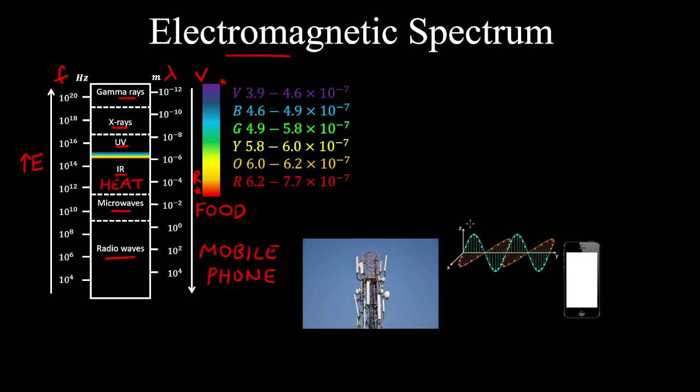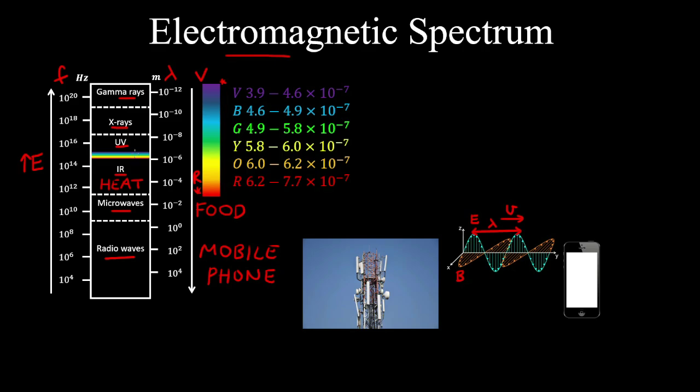So remember that the EM wave consists of electric fields and magnetic fields oscillating perpendicular to each other and perpendicular to the direction of motion of the wave. And the wavelength is the distance between successive peaks or troughs and so on. So the higher the frequency, the smaller the wavelength. And therefore the wavelength increases as we move down the electromagnetic spectrum.